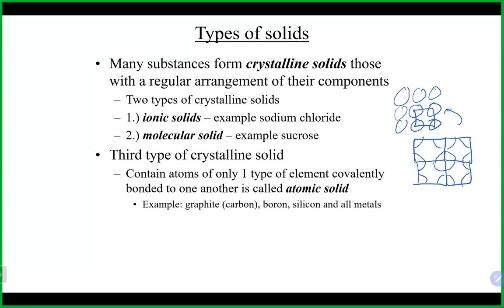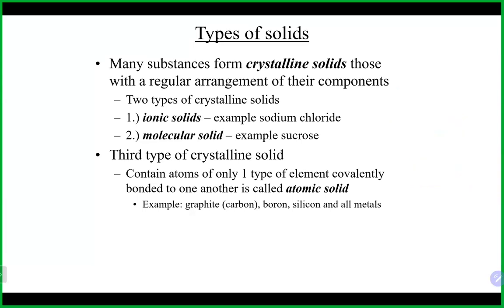A third type of crystalline solid is an atomic solid, and that contains one type of an element that's covalently bonded together, like graphite, boron, silicon, and all of the metals are atomic solids.